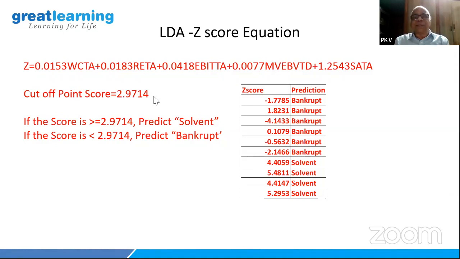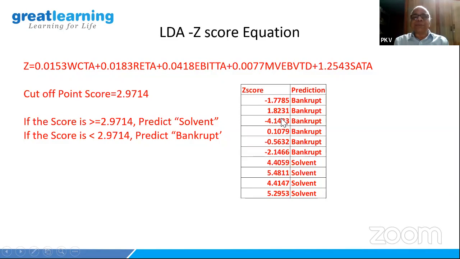And just for the sake of clarity, I have put a small part of the data after the prediction, the Z score and prediction. Look at the first company. The Z score is minus 1.7785, which is definitely less than 2.974, and therefore it is bankrupt. Similarly, the second one, 1.8231, definitely less than 2.9714, therefore bankrupt.